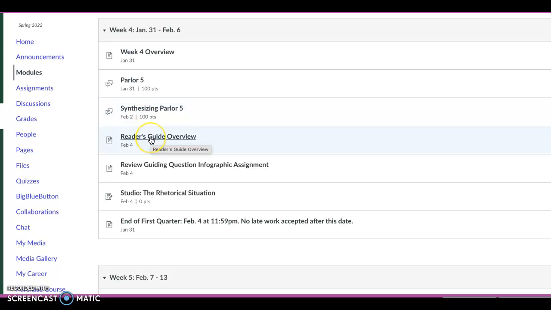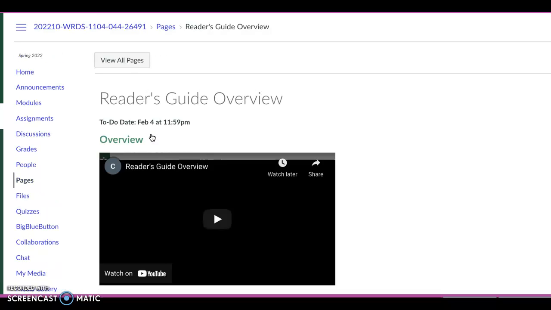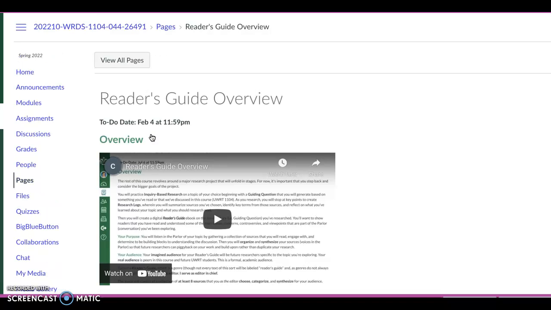And then for Friday, you're going to be doing a few things to prepare for the next phase of our course. The Reader's Guide is the extended inquiry project. It's called a Reader's Guide because we are not doing the typical research paper that you may be familiar with, where you have a thesis statement and main points.